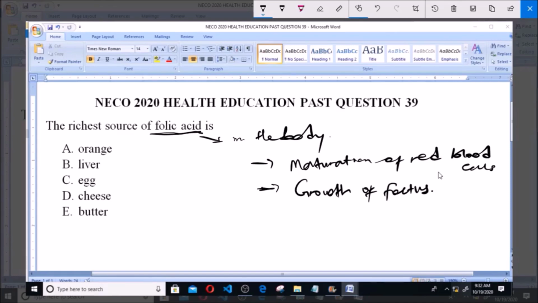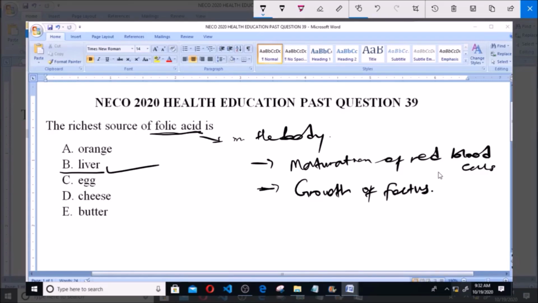Now, the richest source of folic acid from the options given here is the liver, which is option B. The liver contains very, very high amounts of folic acid, and is therefore regarded to be the richest source of folic acid.